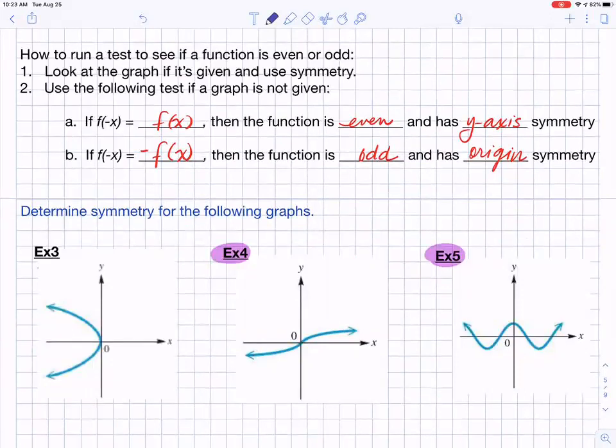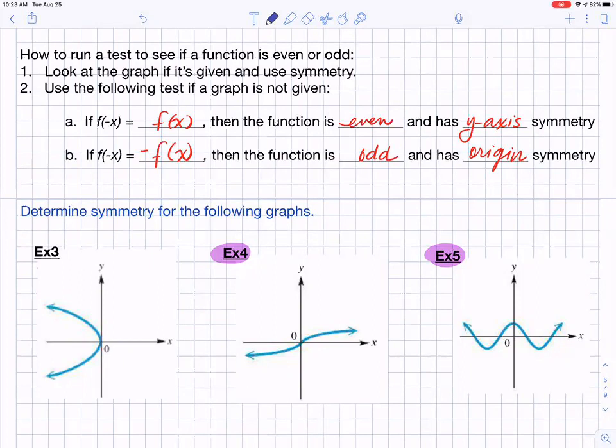So how to run the test. Again, this is all in the video. If f of x is the same thing as f of negative x, it's automatically an even function. It'll have symmetry with respect to the y-axis. If f of negative x is equal to negative f of x, it's odd, and it has symmetry with respect to the origin.